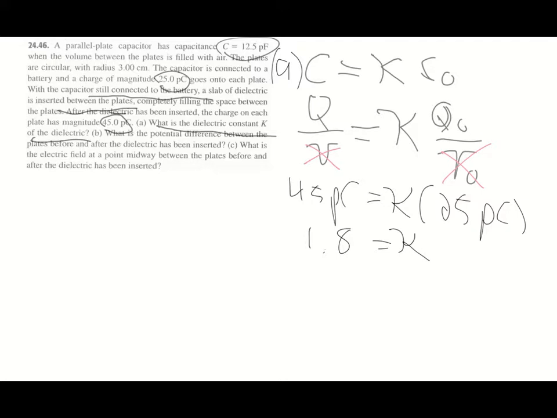Part B asks what the potential difference between the plates is before and after the dielectric is inserted. Part of me thinks this is a more obvious question than they ask, because they said that the battery is connected the whole time. So that means the voltage can't change. The voltage has to stay constant.